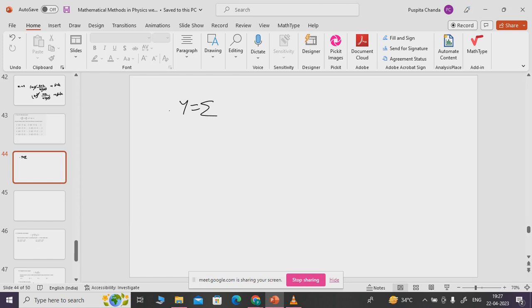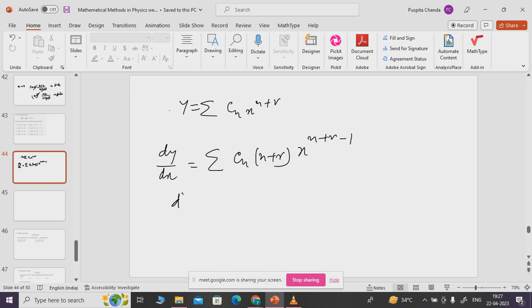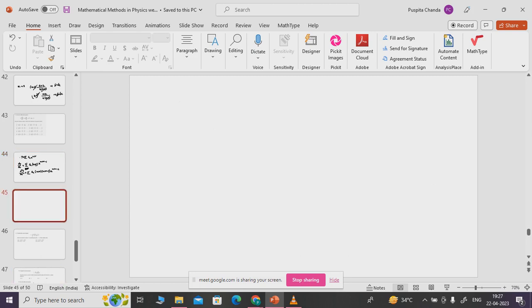So for Frobenius method, we need to consider y as the sum of Cn x to the power n plus r. So dy dx will be the sum of Cn (n plus r) x to the power n plus r minus 1, and d2y dx2 will be the sum of Cn (n plus r)(n plus r minus 1) x to the power n plus r minus 2. It starts from n is equal to 0 to infinity.